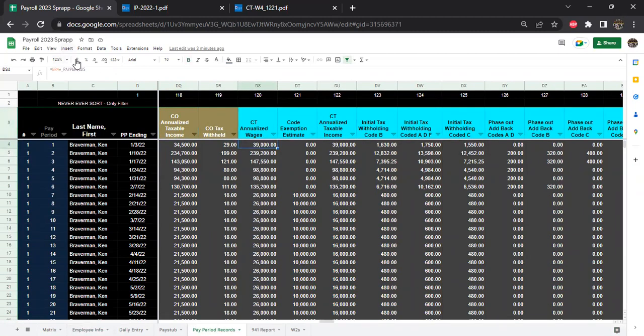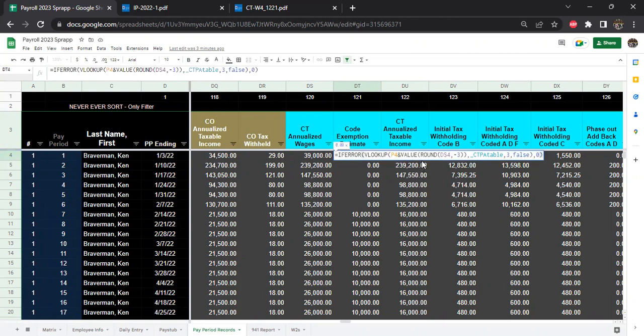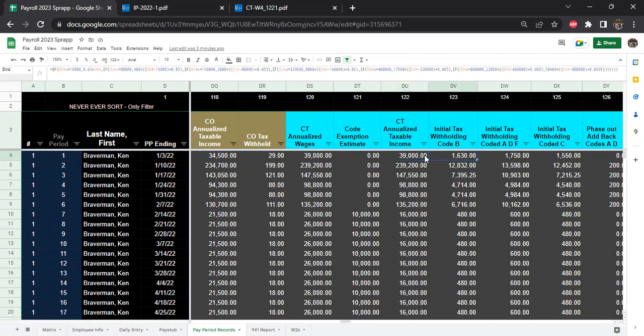So first thing you do here is you're going to annualize your wages. Take the amount of wages for the pay period, multiply it by the number of pay periods. Get this. Then you look up in the table to see what the wages are here. That's what this formula is. It looks up in that table we were just looking at. It rounds the wages to the thousand, so that it hits a number on the table and it kicks back whatever the exemption amount is supposed to be, and it changes based on whatever code you chose for the person. Then you get an annualized taxable amount, just this minus this.